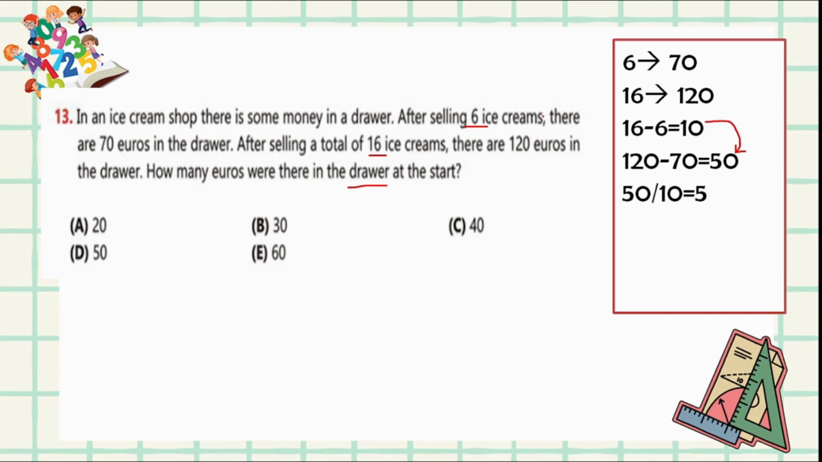So we know that in total we have sold 16 ice creams. If we multiply 16 by 5, that is equal to 80. So after selling 16 ice creams, we got 80 euros. But in total we had 120 euros. So we subtract 80 from 120, which is equal to 40. So 40 euros were already in the drawer before selling the ice cream. So option C is the correct option here.